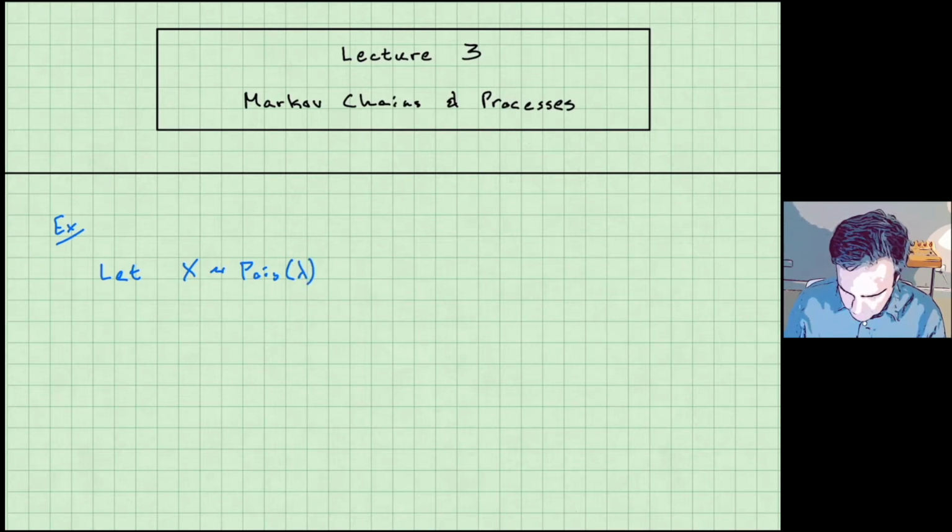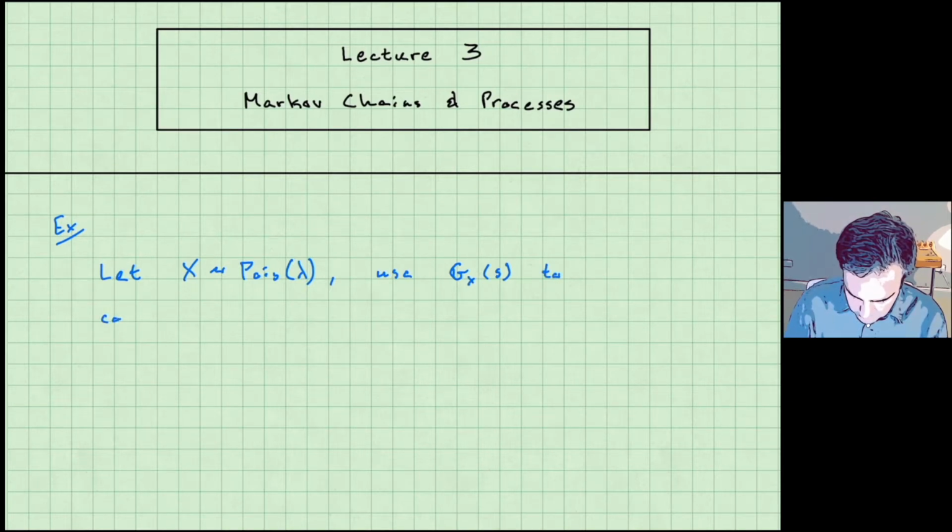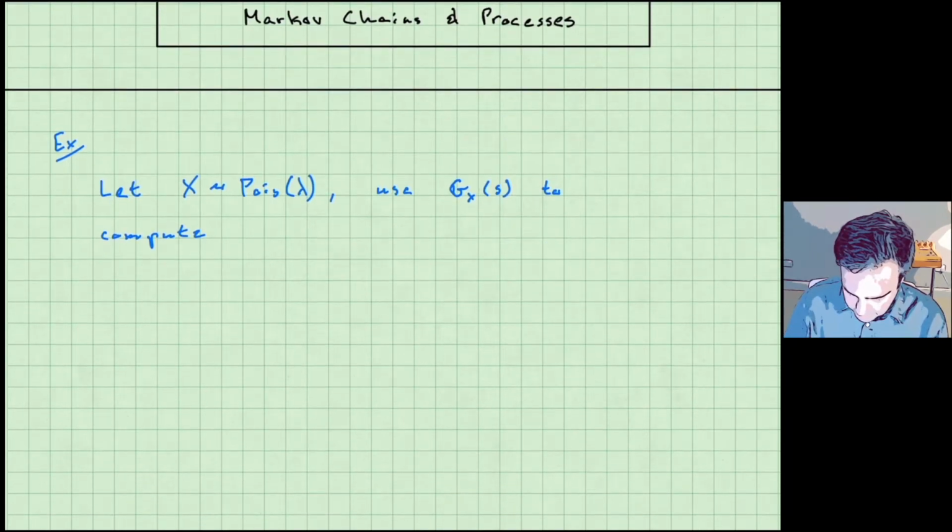And what we want to do is try to use the probability generating function, which we worked out in the last lecture, to find a couple of things to compute. Two different things, the expectation value of x and the variance of x, which I'll just define really quickly.